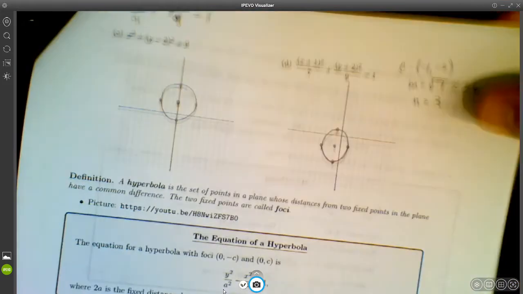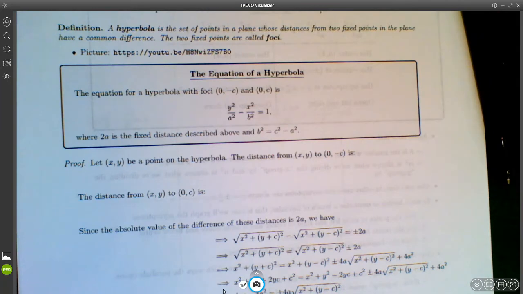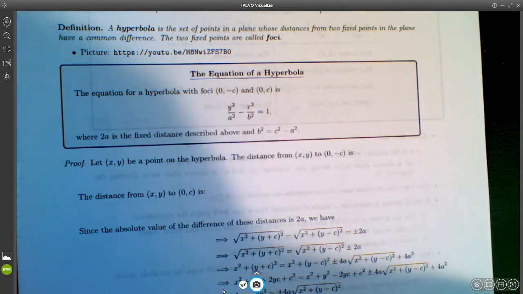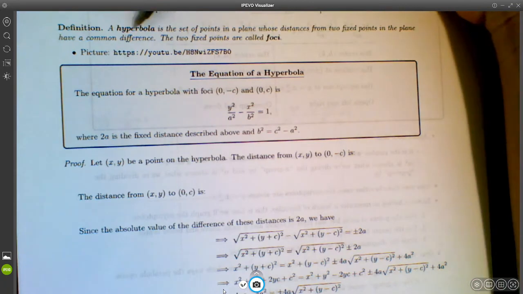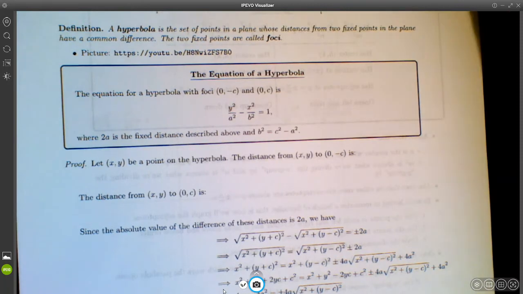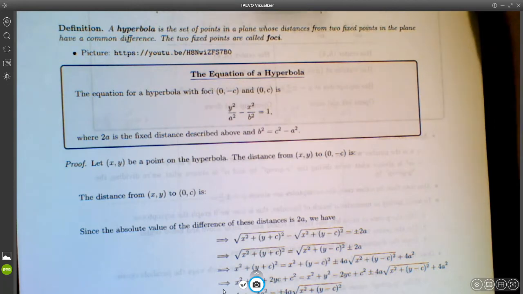Ellipses are no big deal. Let's talk about hyperbolas. Hyperbolas are the last type of conic section that we haven't discussed so far. Describing hyperbolas as a set of points in the plane is probably the most difficult of the four. The definition is a little bit difficult to wrap your brain around, so definitely take a look at this graphic. The definition is as follows: a hyperbola is the set of points in a plane whose distances from two fixed points in the plane have a common difference. The two fixed points are called foci.